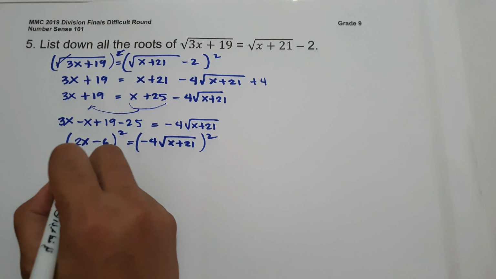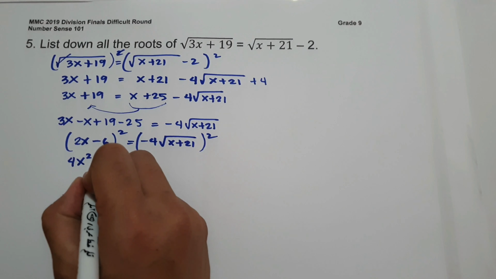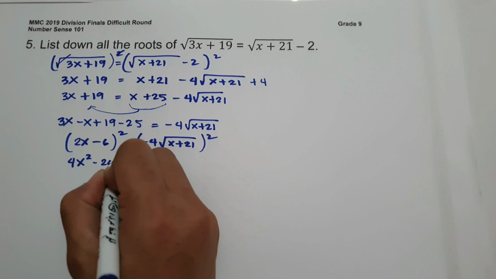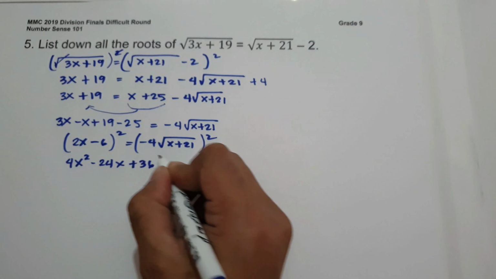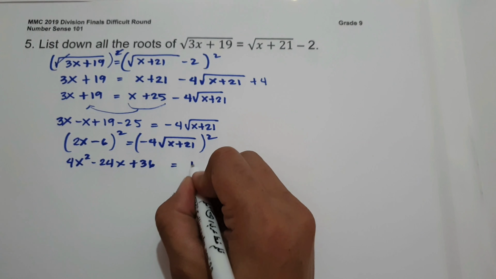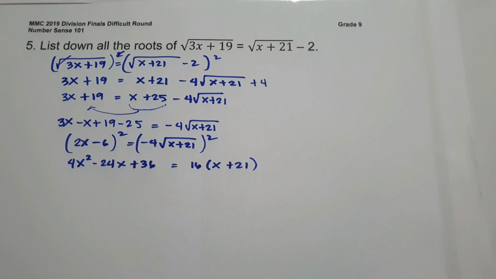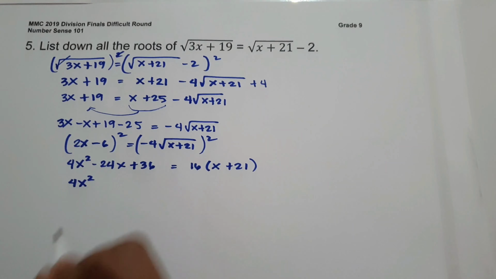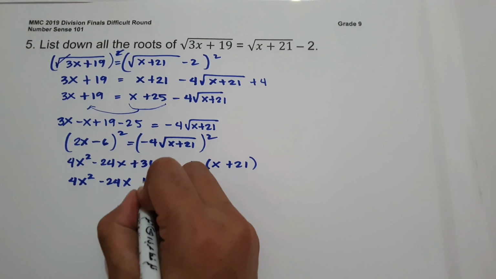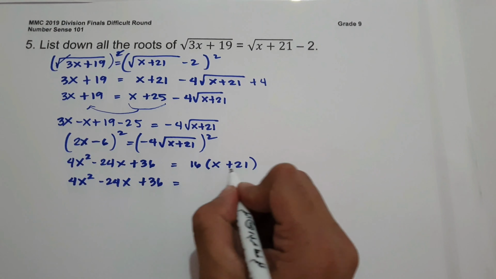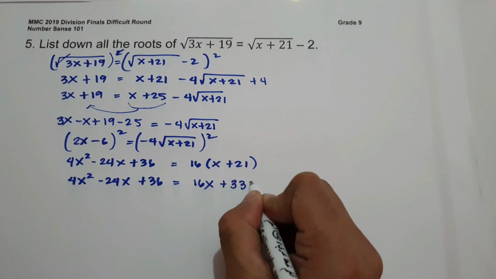2x multiplied by itself, that is 4x squared. 2x multiplied by negative 6, that is negative 12x times the constant 2, that is negative 24x. And negative 6 multiplied by itself, that is 36. And then we have negative 4 multiplied by itself, that is 16 times x plus 21. So let us have 4x squared minus 24x plus 36. Let us distribute 16. So we have 16x. 16 times 21, that is 336.